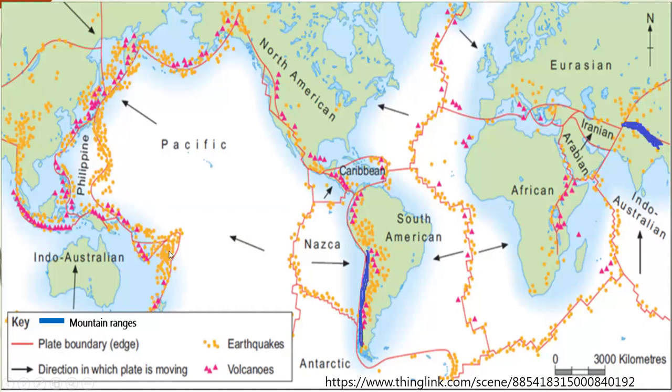The yellow ones are the location of the earthquake epicenters. And then we have the pink ones. These are the location of volcanoes. And the blue ones are the location of the mountain ranges. And then this red line is the plate boundaries.